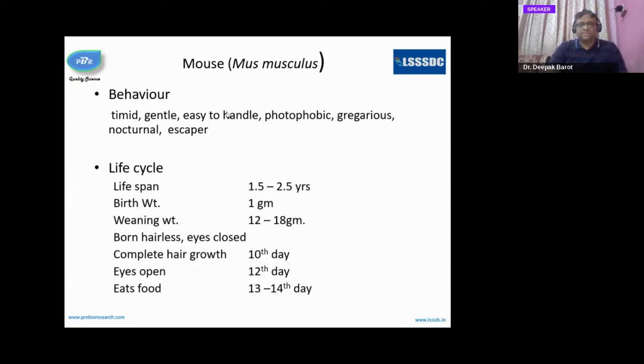If you talk about their life cycle, they have a lifespan of around 1.5 to 2.5 years. Upon birth, they weigh around only 1 gram, very light in weight. Weaning, when they separate from their parents, the weaning weight is 12 to 18 grams. They are born hairless and their eyes are closed when they are born. Their complete hair growth will happen on the 10th day from the day they are born. On the 12th day, they open their eyes. And on the 13th and 14th day, they start eating the food. So this is the entire life cycle of the smallest species of laboratory animals, mouse, which are indiscriminately used in drug discovery and development research.